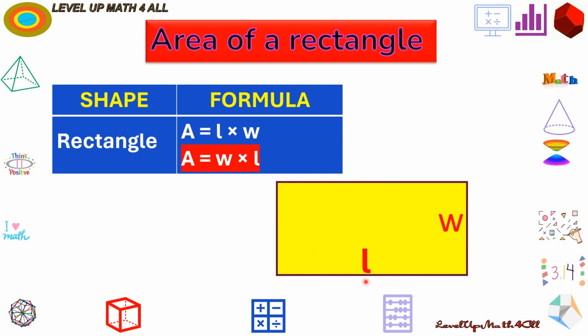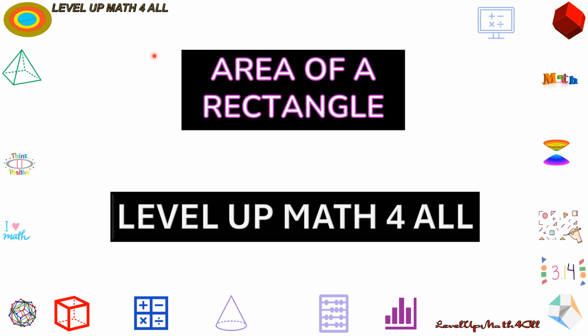So whether you multiply length with width or width with length, both are the same, right? If you multiply 2 times 3 or 3 times 2, the answer is 6. That is the reason why the formula says length times width or width times length. So now you might not have any further confusion. So let's go and figure out how we can find the area of a rectangle with given values.